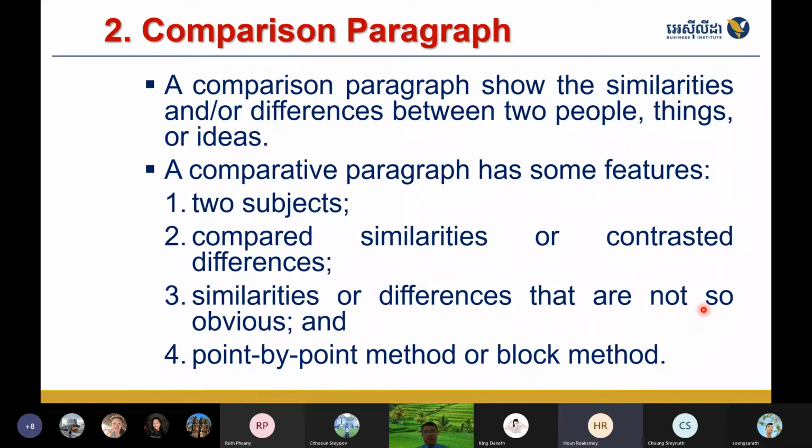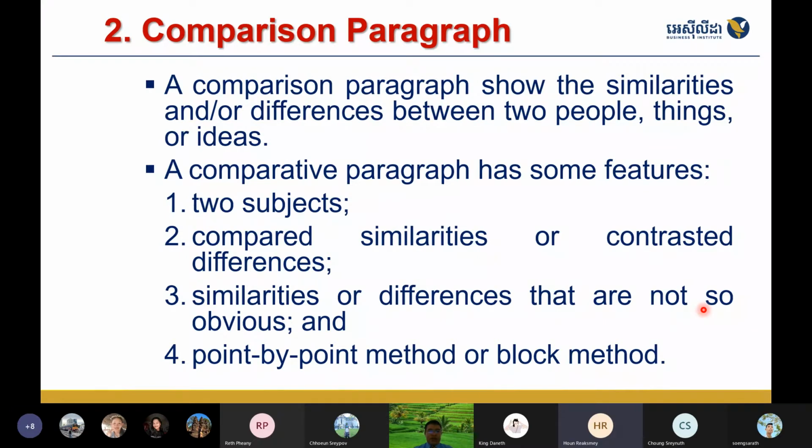Comparison paragraph. A comparison paragraph shows the similarities and or differences between two people, things, or ideas. A comparative paragraph has some features: 1. Two subjects. 2. Compare similarity or contrast differences. 3. Similarity or difference that is not so obvious. 4. Point-by-point method or block method.